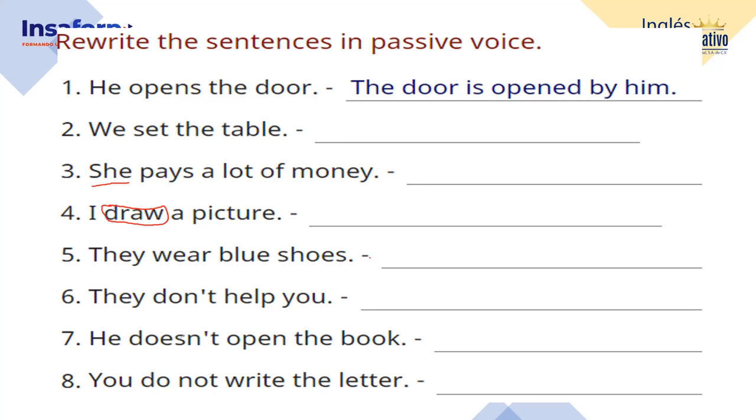So the result is, so the sentence is: a picture is drawn by me. That's it. Number five. They wear blue shoes.